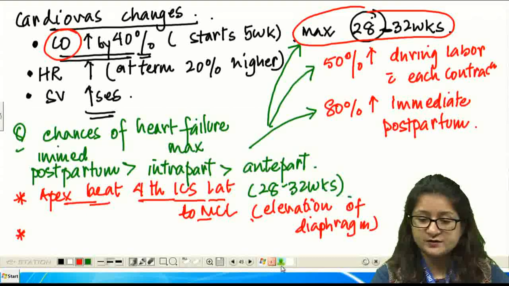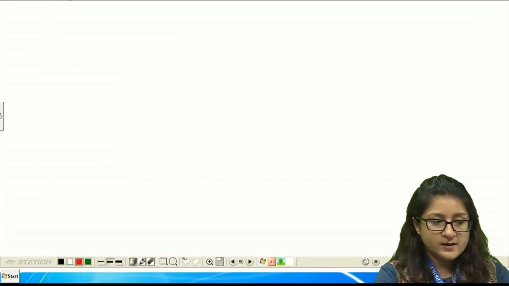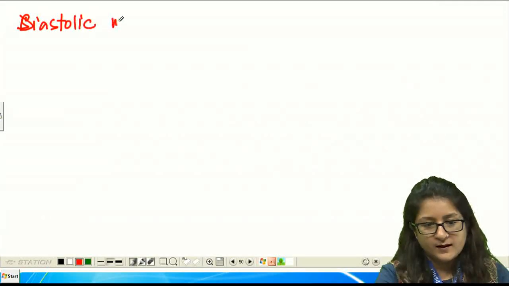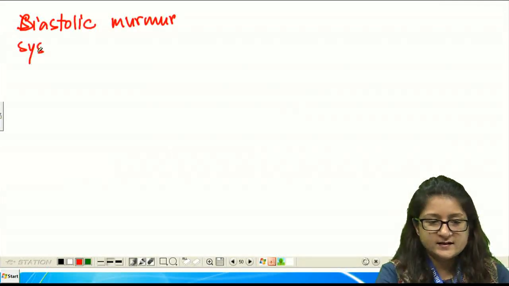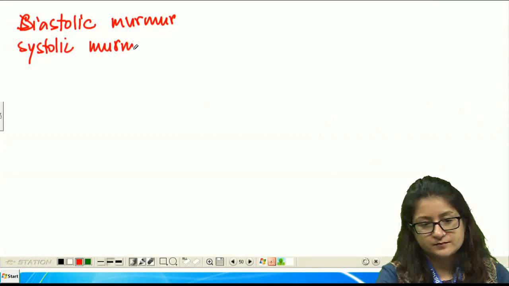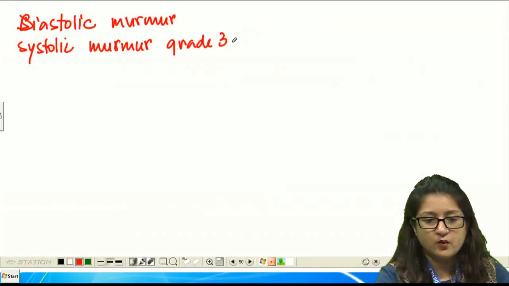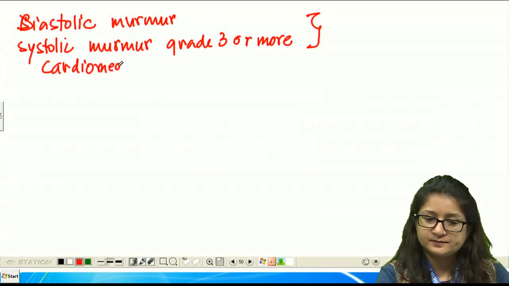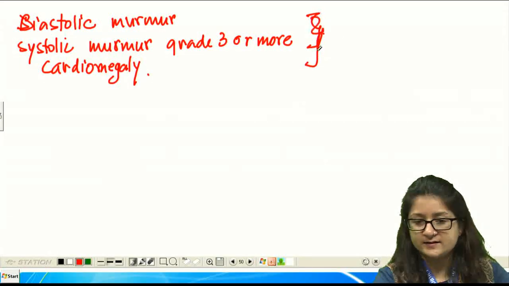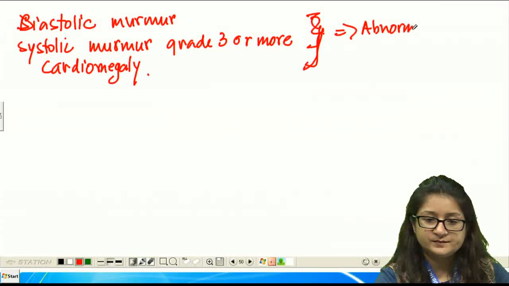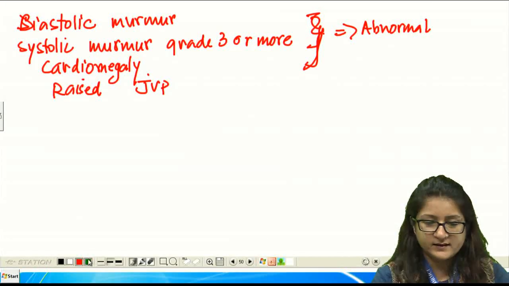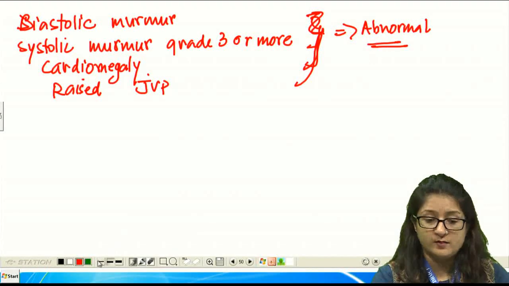What is abnormal? You have to remember what is abnormal. A diastolic murmur, a systolic murmur which is grade 3 or more, and cardiomegaly. These three things are definitely abnormal. A raised JVP is also definitely abnormal. These four things are definitely abnormal.